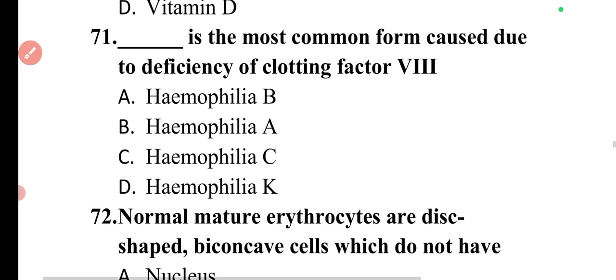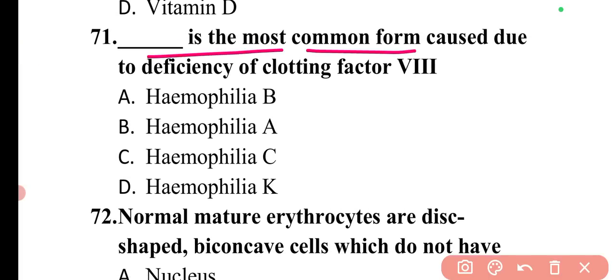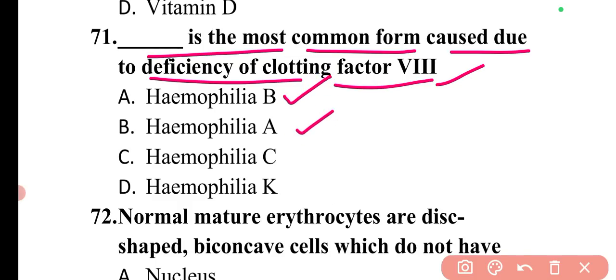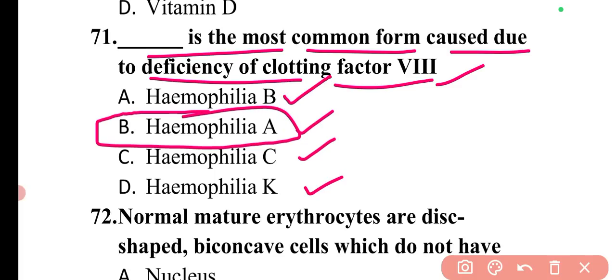Next question is, dash is the most common form caused due to deficiency of clotting factor 8. Options are hemophilia B, hemophilia A, hemophilia C, or hemophilia K. And the correct answer is option number B, hemophilia A.